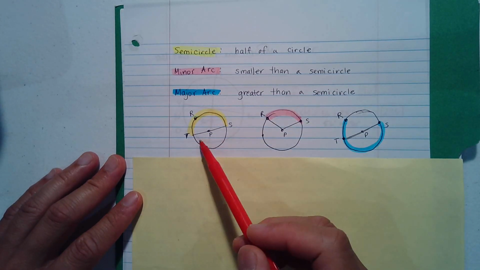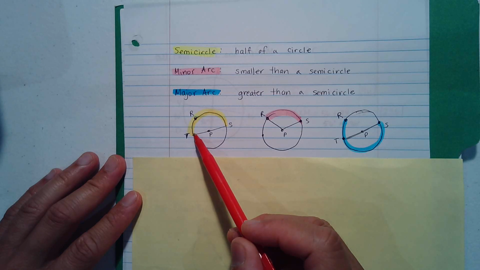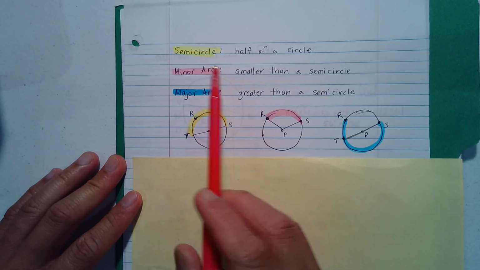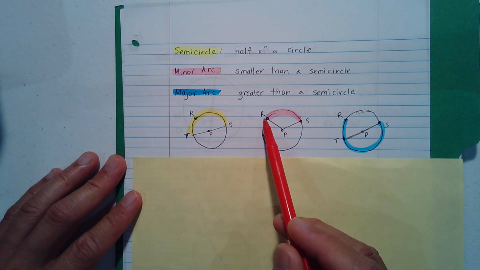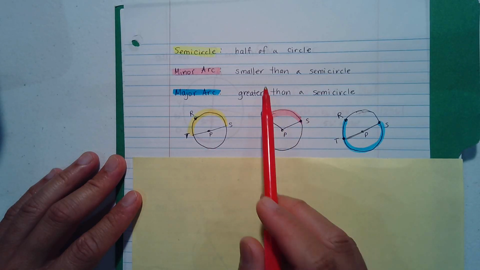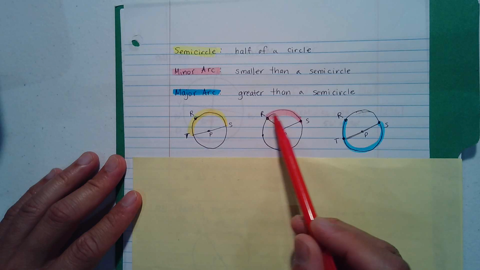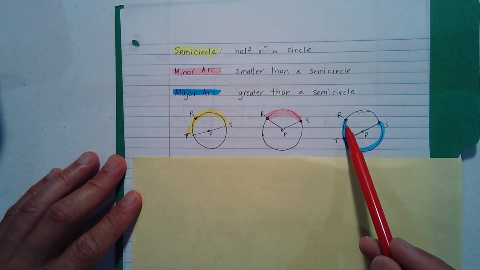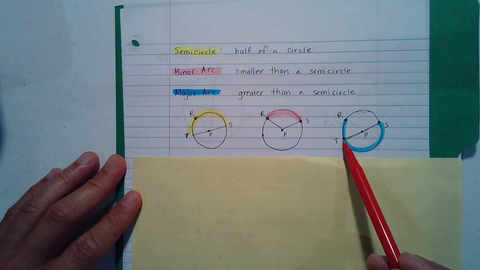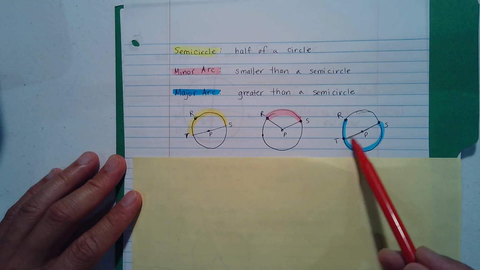So here is a semicircle. TRS, that's half a circle, which is a semicircle. Arc RS is smaller than a semicircle, so that's a minor arc. And the major arc is going to be RTS because it's greater than a semicircle.